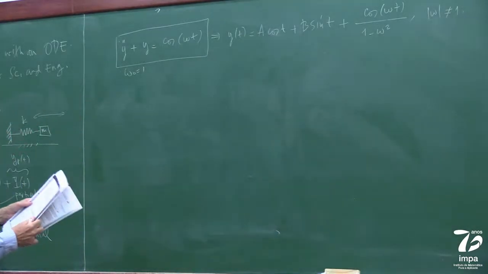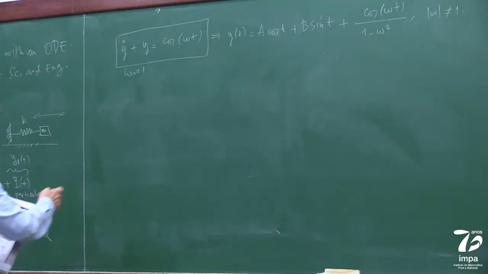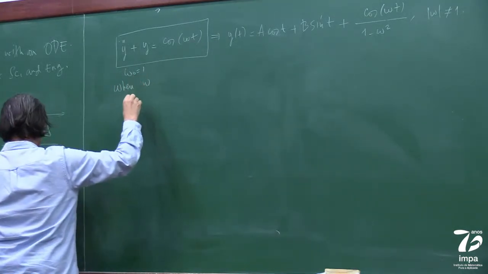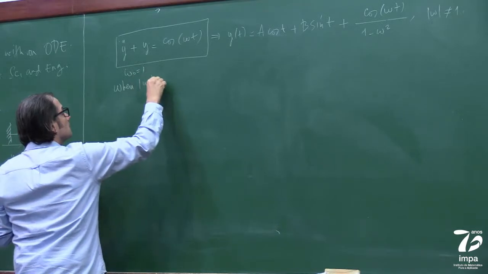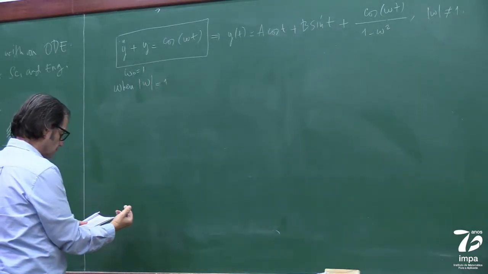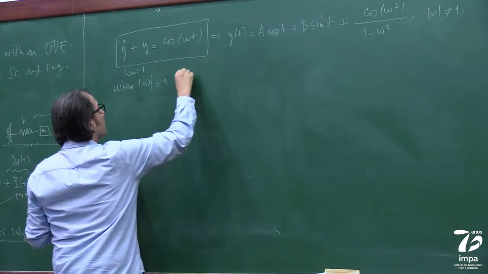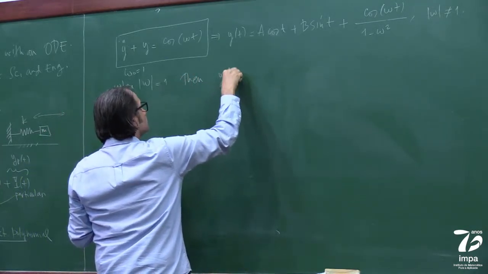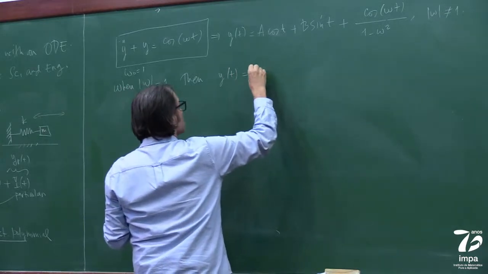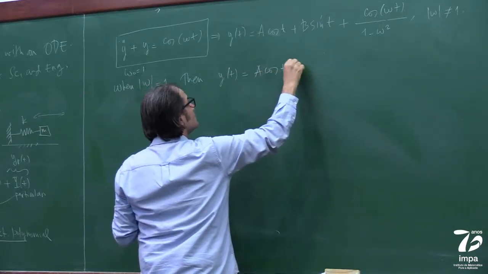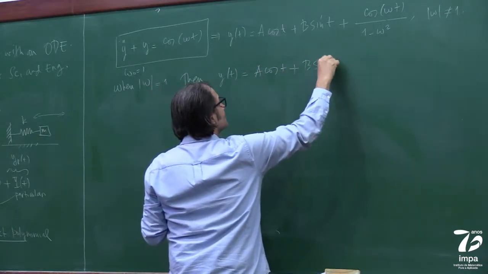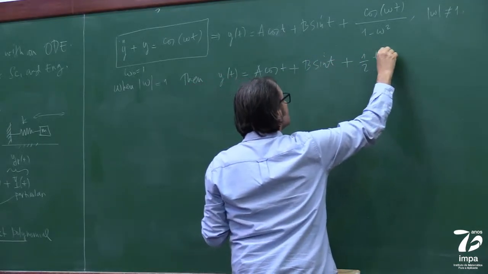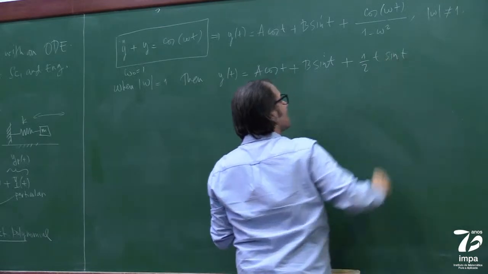Okay. All right. So now, when omega equals 1, then it's going to be, well, the same constants, A cosine t plus B sine t plus a half t sine t.